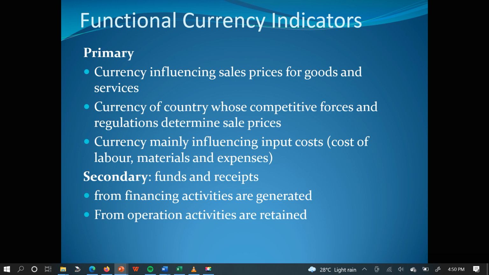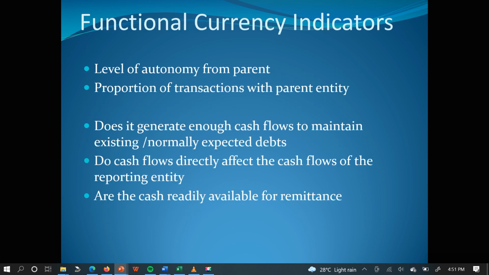And then the secondary will be funds from financing activities and receipts from operating activities retained. All right. So the point is, if you want to know the functional currency of an entity, you must consider primary factors and secondary factors. Okay, all these are indicators of functional currencies. You must read to know how to determine them, and it's normally an essay type question to give factors that an entity must consider in choosing its functional currency.